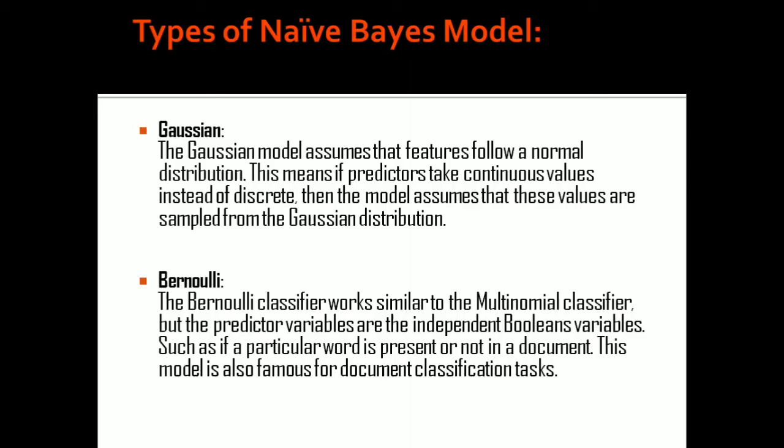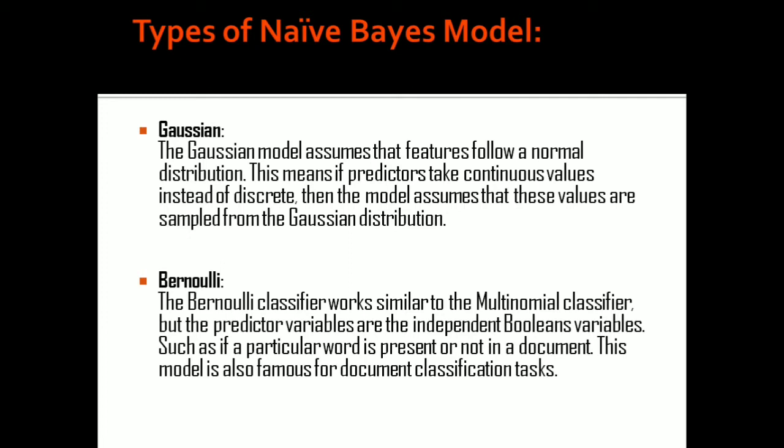In this video, we will be seeing the different types of models that are built in Naive Bayes. There are three types of models that can be built using Naive Bayes, that is Gaussian, Bernoulli and multinomial. So what are these models? We'll see in brief. In the Gaussian model, the features follow a normal distribution. The predictors take continuous values instead of discrete, and the model assumes that these values are sampled from the Gaussian distribution. The curve that is generated from the Gaussian is a normal curve.